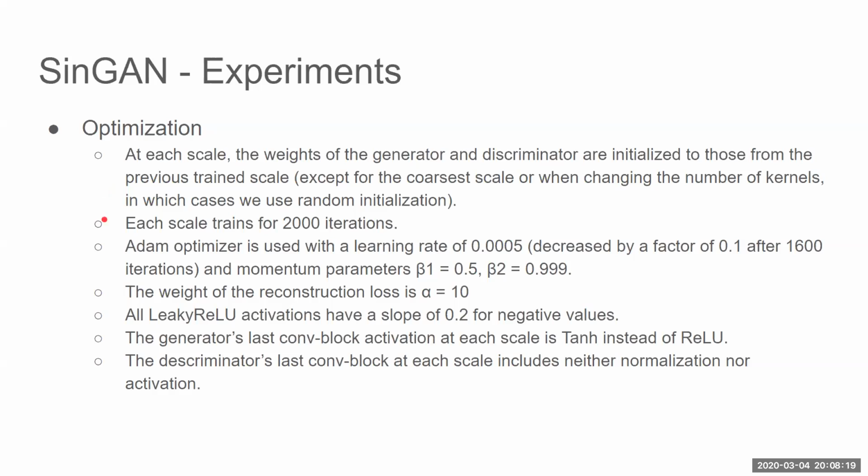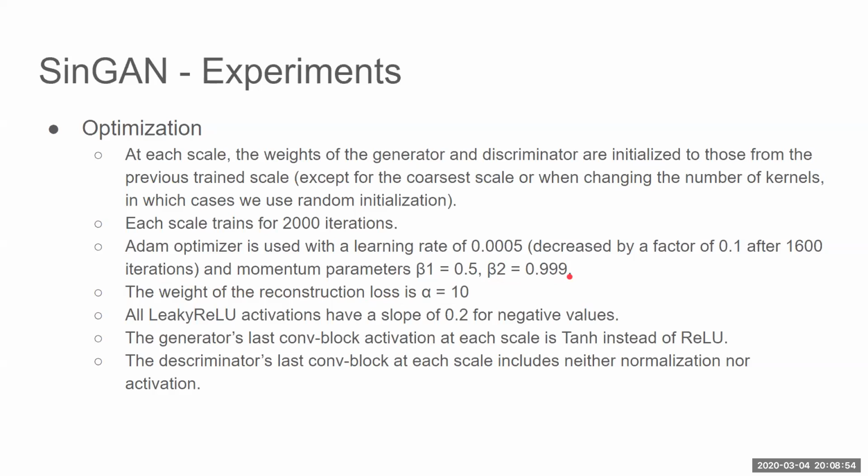And each scale basically trains for 2000 iterations, so each G and D has an epoch of 2000 iterations. That is what they have given in the code base as well, in the default case. We can definitely vary it, but since they have mentioned 2000, it's better to keep that. And the optimizer that they have used is Adam here with a learning rate of 0.0005. They have decreased it by a factor of 0.1 after 1600 iterations, and the momentum parameters are 0.5 and 0.999.